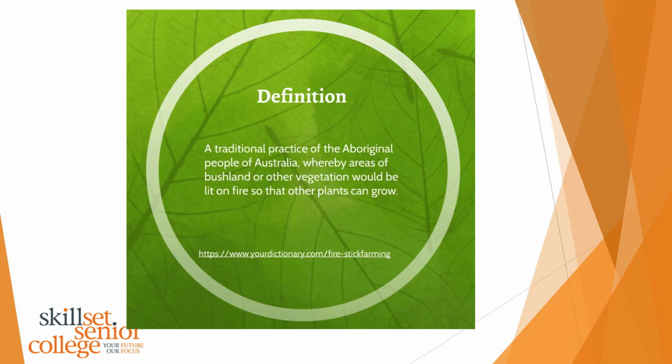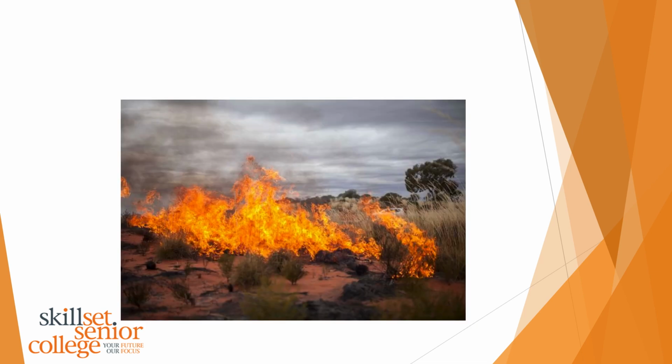So a definition of firestick burning would be a traditional practice of the Aboriginal people of Australia, whereby areas of bushland or other vegetation are lit on fire so that other plants can grow. So this is what it would look like in practice, okay? Also known as a controlled burn, because it's not being done to cause mass devastation like we saw in the summer. They'd be in controlled regions at specific times of the year, which we'll talk about later on.